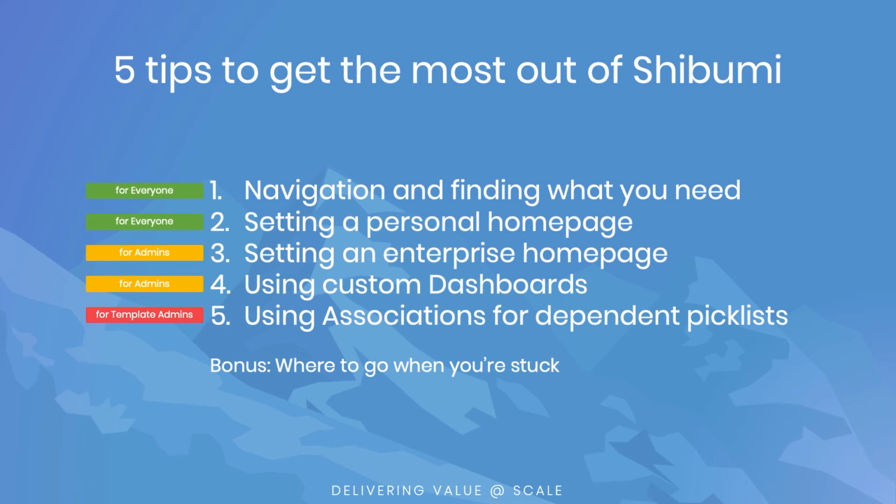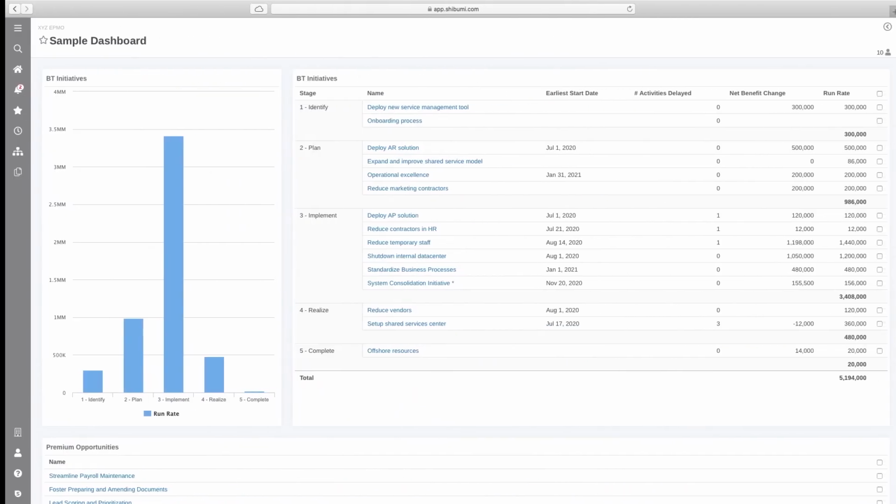The simple example of the make and the model of the car. You choose your make, and then the model drop-down changes accordingly. We can do that within Shibumi as well, and we can use associations to enforce it. So let's take a look at that.